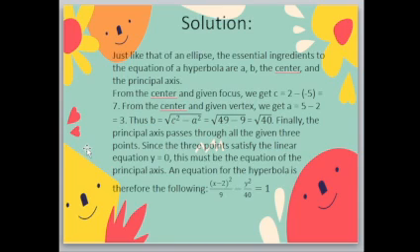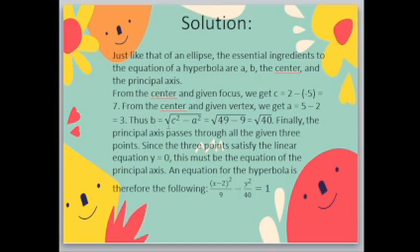Okay, just like that of an ellipse, the essential ingredients to the equation of a hyperbola are AB, the center, and the principal axis. So from the center and given focus, we get C is equal to 2 minus negative 5. And 2 minus negative 5 is the same with 2 plus 5, so that is 7. So we have C, 7. And from the center and given vertex, we get A is equal to 5 minus 2 is equal to 3. So we have our C, 7, and our A is 3.